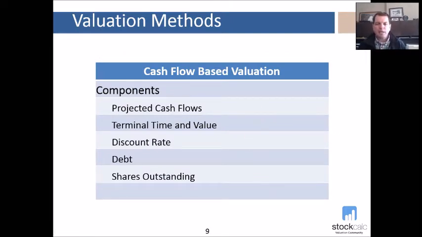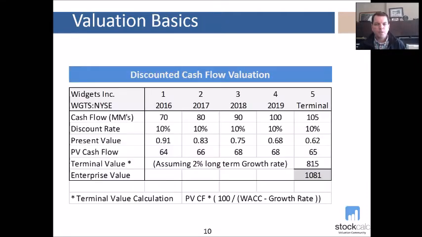So if we want to do a cash flow based valuation, there are a number of components that we need. We need to project the cash flows. We need something called a terminal value, a discount rate, our weighted average cost of capital, for example, the debt that's outstanding in the company, and the number of shares that are outstanding. We put this all together into a calculation that looks like this.